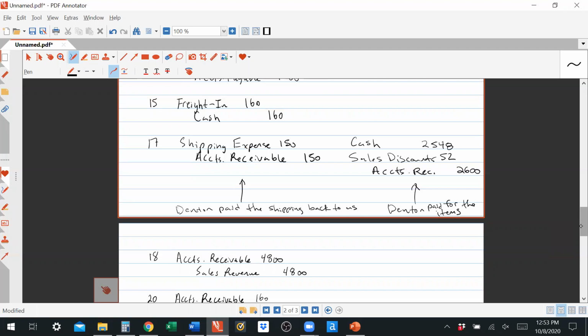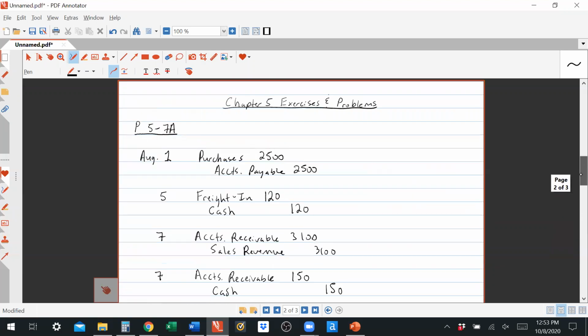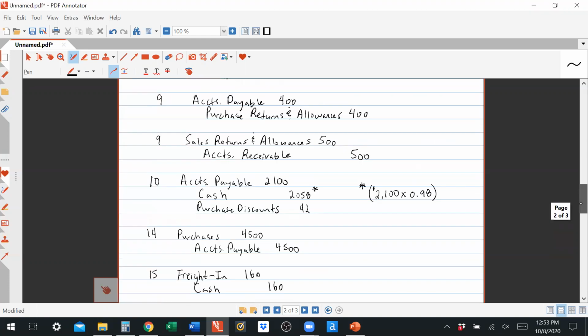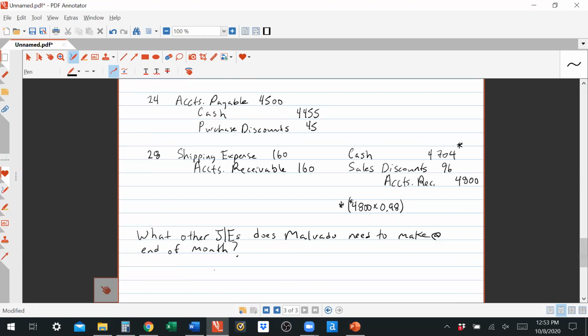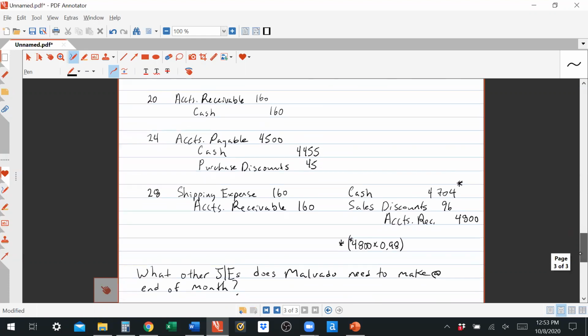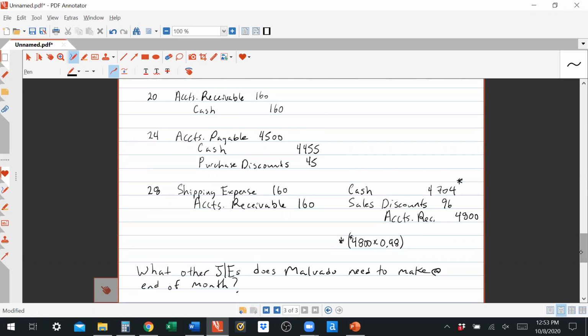You haven't seen inventory or cost of goods sold expense in any of these journal entries since Malvado uses the periodic system. So these extra journal entries that we need to make are going to do that. What we do is we take these 4 accounts: purchases, freight in, purchase returns and allowances, and purchase discounts, and we transfer their balance to inventory. So make their balance 0, transfer it to inventory. That's the first thing we do.